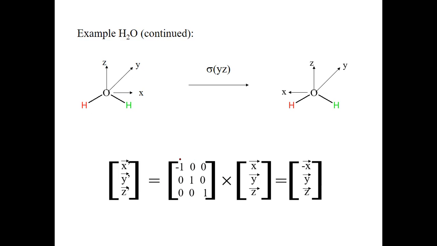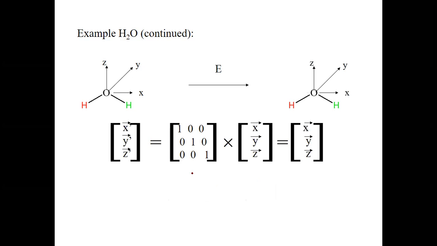Okay, so let us quickly do this. So minus 1 times x plus 0 times y plus 0 times z, well, that just gives minus x. 0 times x plus 1 times y plus 0 times z, well, that gives just y. And 0 times x plus 0 times y plus 1 times z, well, that gives just z. So again, we have shown that this matrix here is the correct transformation matrix for the symmetry operation sigma yz.